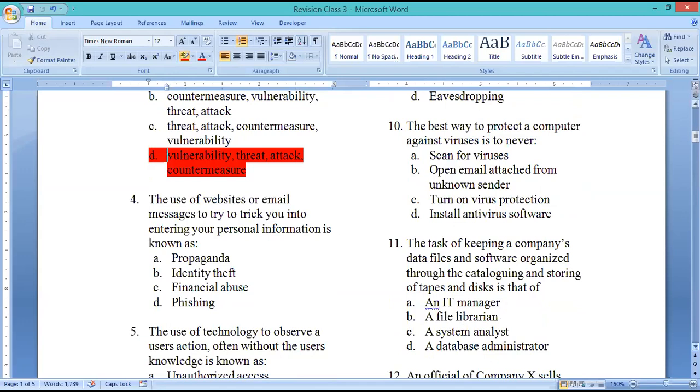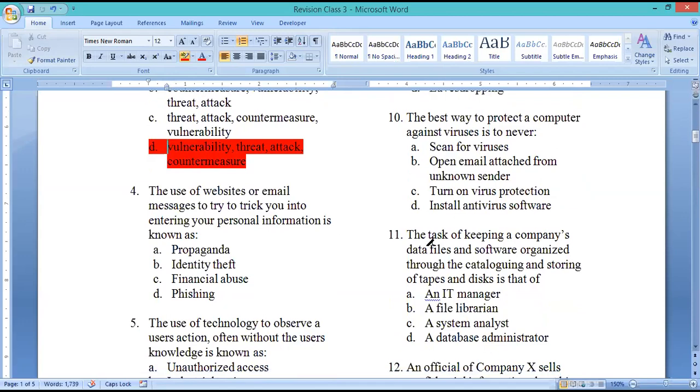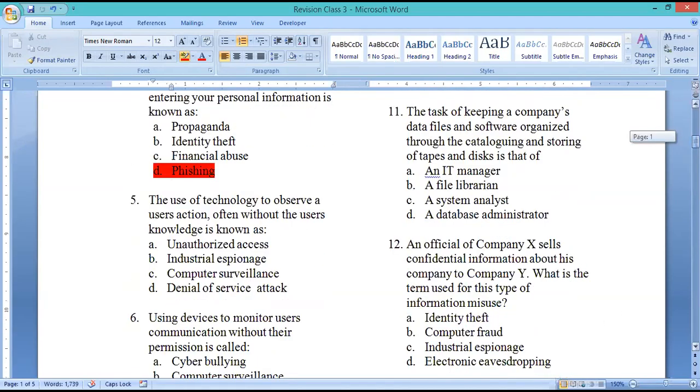Number four, the use of websites or email messages to try to trick you into entering your personal information is known as phishing. Correct. The use of technology to observe a user's action, often without the user's knowledge, is known as unauthorized access. Correct.